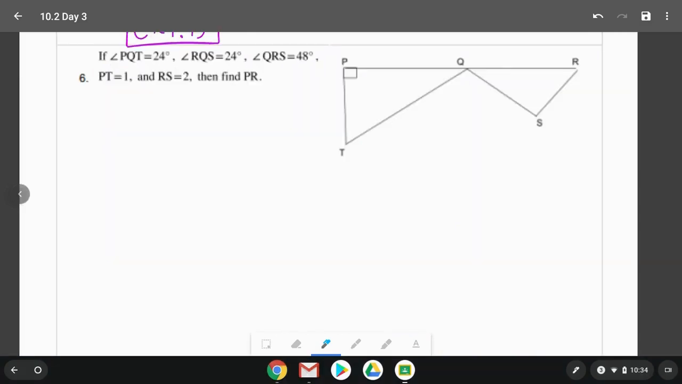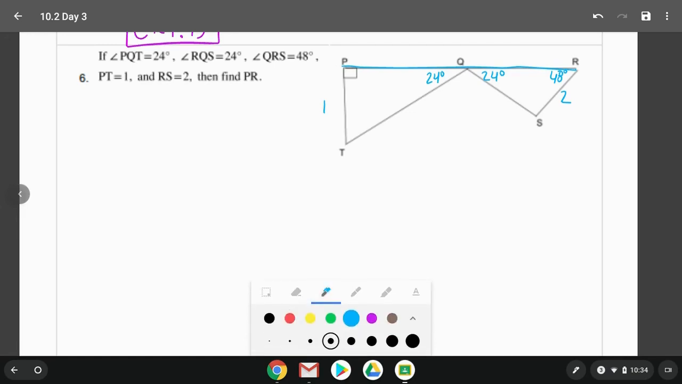Moving on to a problem like number 6, let's first take all of the information that it gives us and put it in our diagram. It tells us that this angle and this angle here are 24 degrees. I have a 48 degree angle there. PT is 1, RS is 2, and our job is to look for the length of PR.